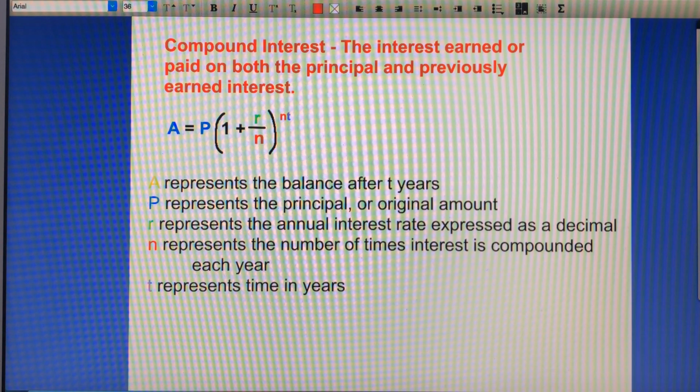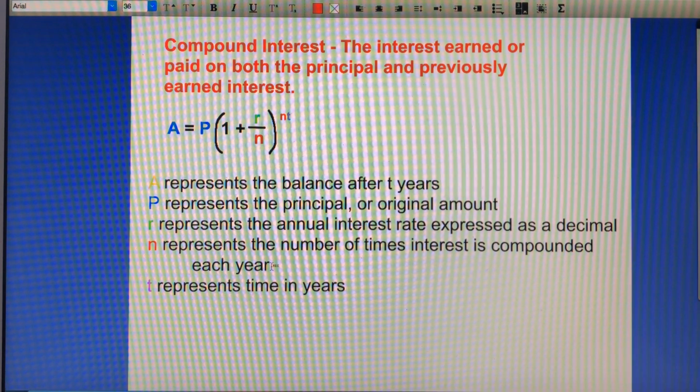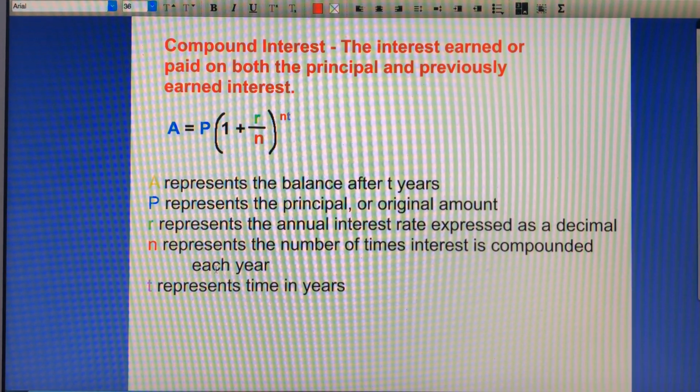So here we go. A represents the balance after t years. P represents the principal or original amount. r represents the annual interest rate expressed as a decimal. n represents the number of times interest is compounded each year. You get a credit card and they compound your interest every month. Some credit cards compound your interest every day. So before you ever get a credit card, note to self, it's really expensive to have a credit card.